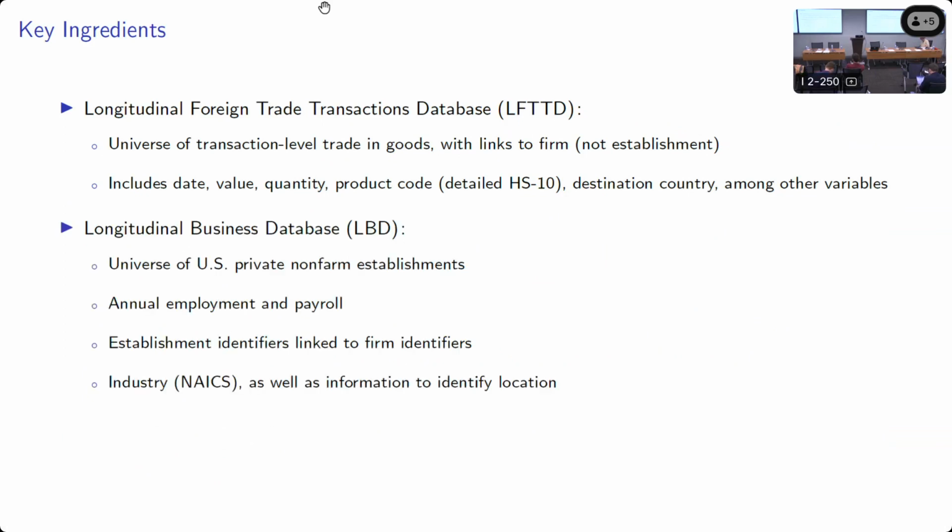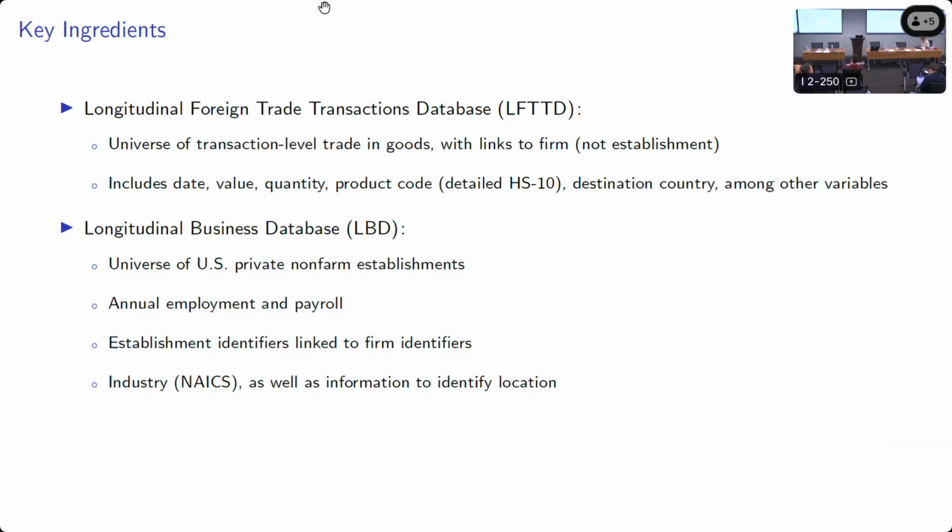We're going to also be using the Longitudinal Business Database, also something that I'm assuming everybody will be pretty familiar with. This is the universe of US private non-farm establishments. It includes annual employment and payroll information. And importantly for us, it's going to have establishment identifiers linked to firm identifiers. So this provides a picture of which establishments belong to which firm. That's going to be a key step here.